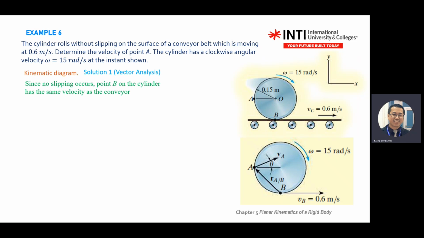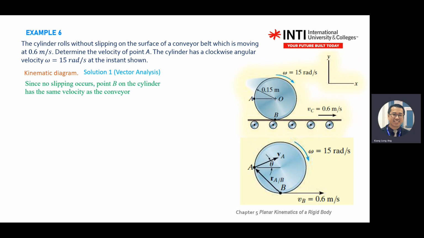Why do you choose B and not A? Because you have more information at point B. You have a certain value of 0.6 for point B. You don't have any value for point A. You don't know what the velocity is. But for B, you know VB in the X direction. That's why we choose B rather than A. In the previous examples, 4, 5, 6, we always chose A. But in example 6, we choose B because B has more information to process. So we choose B pointing to A, and we write R A/B.